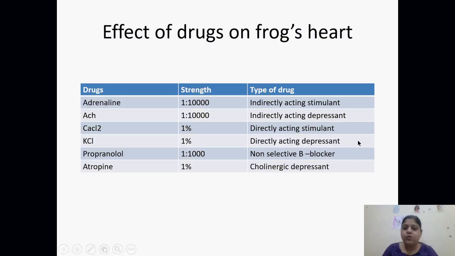So that's all for this. I have already told you: adrenaline is the indirectly acting stimulant, acetylcholine is the indirectly acting depressant, calcium chloride is the directly acting stimulant, potassium chloride is the directly acting depressant, along with propranolol and atropine. So that's all on the effect of stimulant and depressant drugs. In the next video, I will discuss the effect of unknown drugs on the frog's heart.